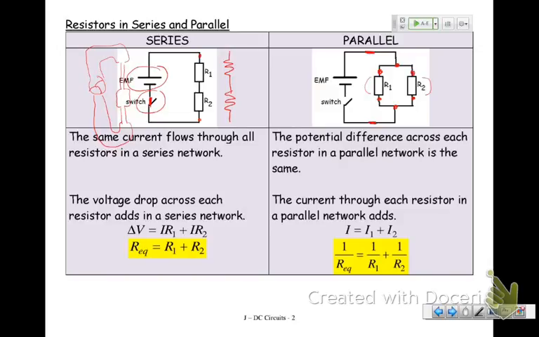What we say is for a series network, the same current flows through all resistors. The voltage drop across each resistor adds in series. So I have to add these things. The voltage drops add in series because I add the resistances in series. For a parallel network, we say the current through each resistor adds, so the two currents add up to the total current. The potential difference across each resistor in a parallel network is the same.